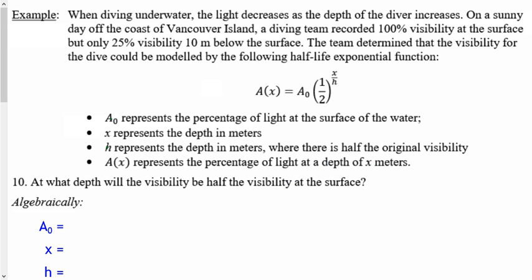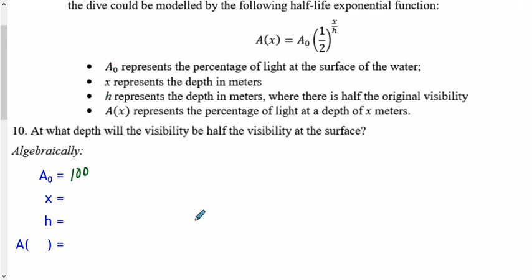So for this question, let's summarize the information we're given. A sub 0 is the percent of light at the surface of the water, and we were told for this question that there is 100%. But we don't always want to work in percentages. In this case, I can, because I can make my other A value also a percent. So I just have to make sure whatever I do with this A sub 0, I use the same units or the same format for this A of x. You'll notice I didn't put in the x yet. I'm going to put in the number that I get here.